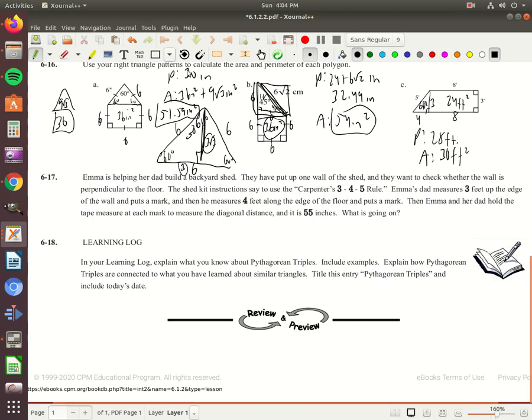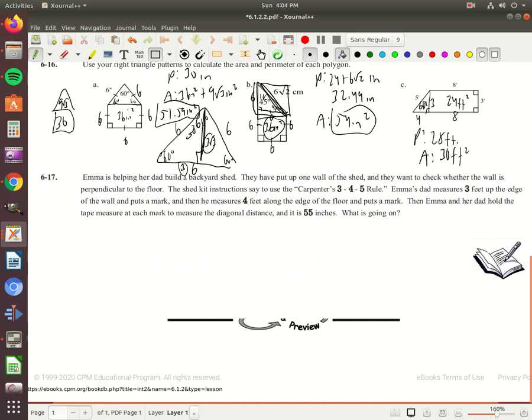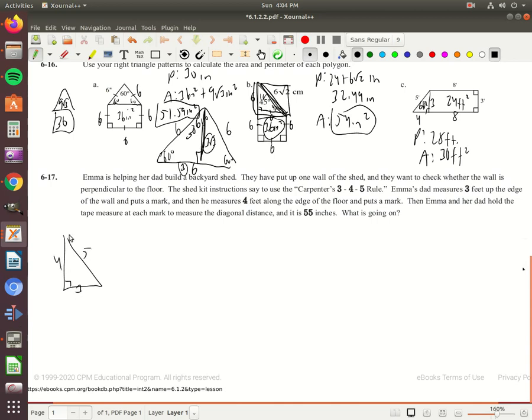And then finally, just to end this up, this is kind of a neat little trick to use. It says, Emma's helping her dad build a backyard shed. They have put up one wall of the shed, and they want to check whether the wall is perpendicular to the floor. The shed kit instructions say to use the 3-4-5 rule. Essentially what they're saying there is this, that you'll know something is square if the side lengths are 3-4-5, right? It's got to be a right triangle to have that 3-4-5 ratio. You can't make a 3-4-5 ratio if it's not a right triangle.